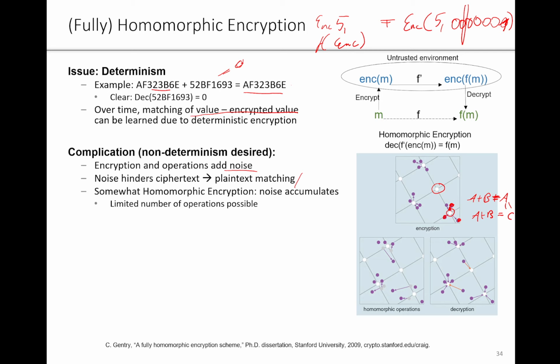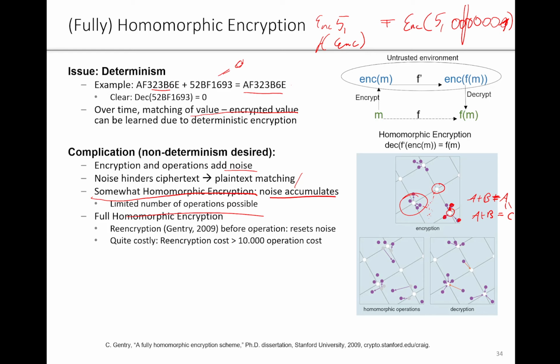Noise could add up, exactly, and noise is adding up. That's the problem. And this is the so-called somewhat homomorphic encryption. Noise accumulates. There's only a limited number of operations possible. So if every time you get a little bit further away from your origin, you might get into some region where the result would be wrong. So you have only a given amount of operations before the noise is too high.